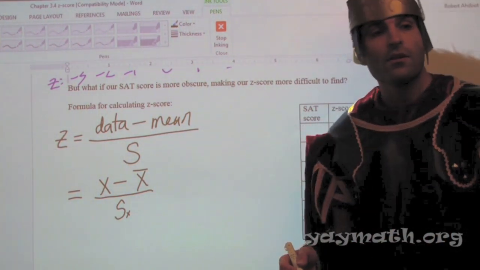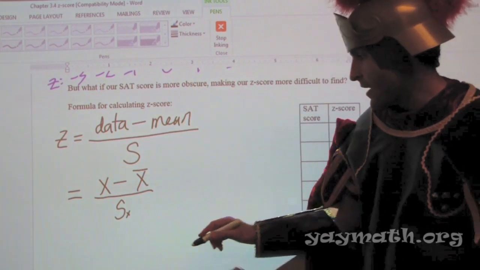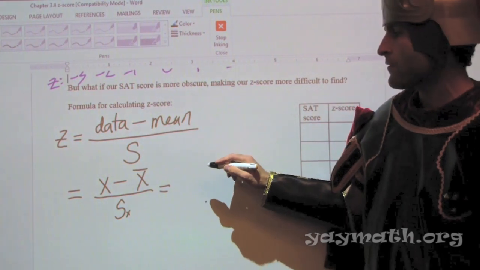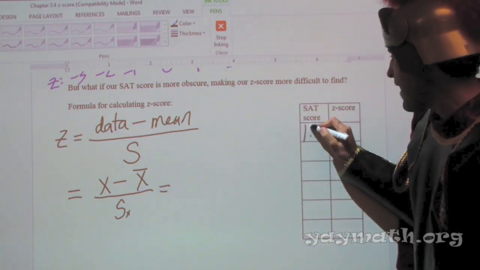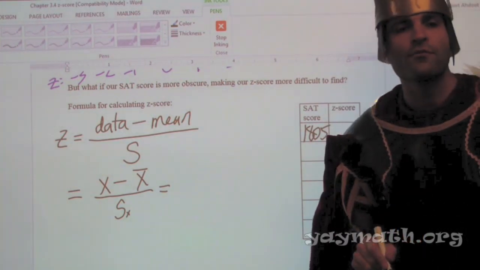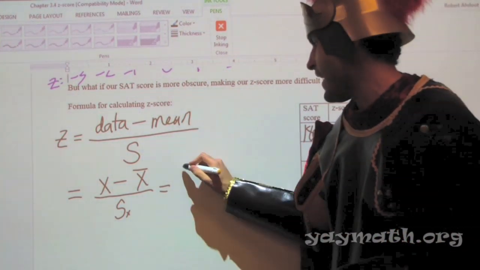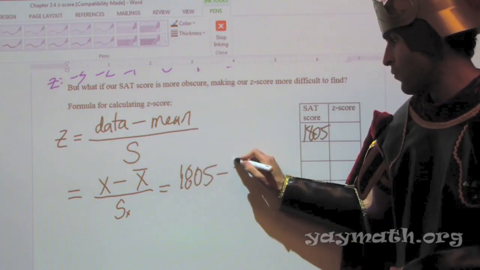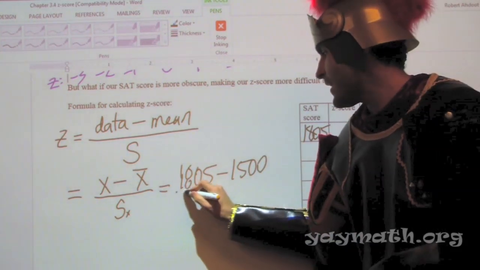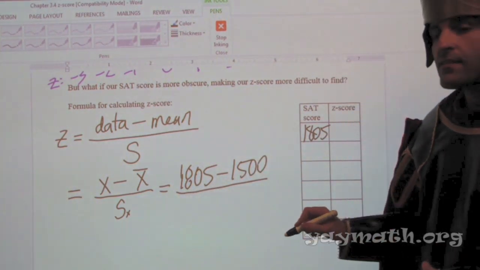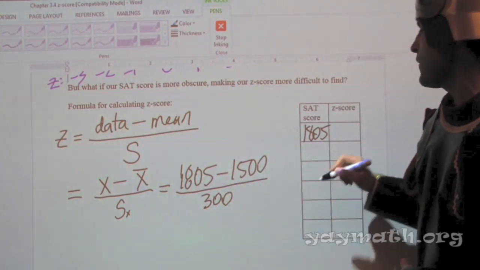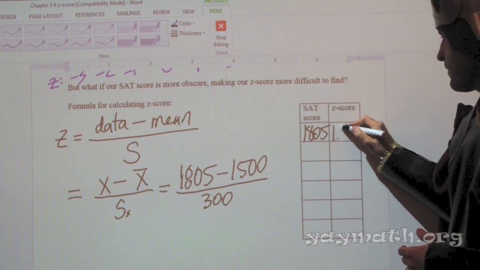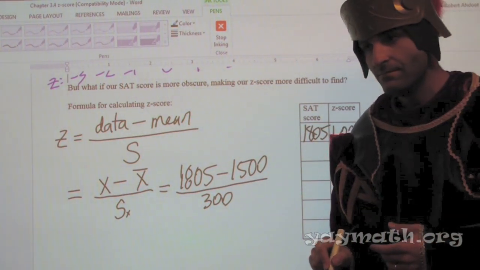So let's go ahead and do it. I did it in the wrong order; I was dividing first. So what is the data item that we're talking about now? What score are we referring to? 1805. So 1805 is how far from what value? The mean, 1500, divided by the standard deviation, which in this case is 300. And we get a z-score of what? 1.016, so 1.02, let's say. And that's it.